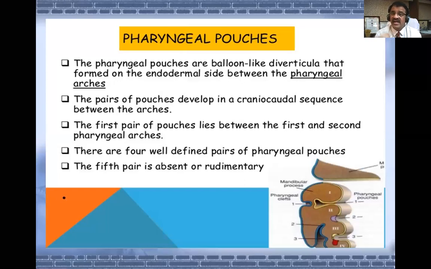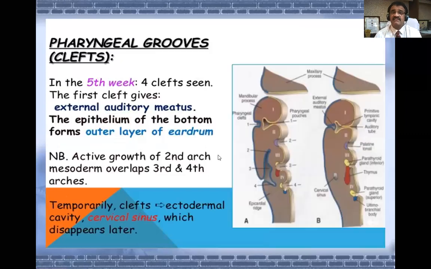There are 4 well-defined pairs of pharyngeal pouches, and the fifth pair is absent, just like the fifth arch. Now, what are the pharyngeal clefts? Clefts are also called grooves. In the 5th week of intrauterine life, the 4th cleft is seen.